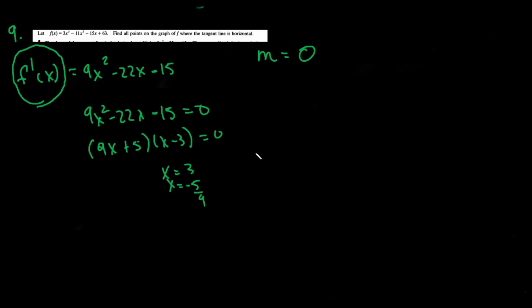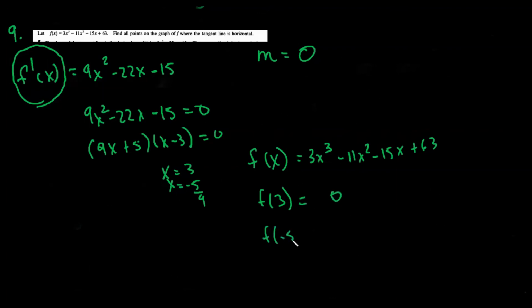To get the complete points, we plug them into our f of x, the original 3x to the fourth minus 3x cubed minus 11x squared minus 15x plus 63. So when you do f of 3, you get 0, and f of negative 5 over 9, you get some complicated number, 16,384 over 243. Alright, so let's move on to the final question.